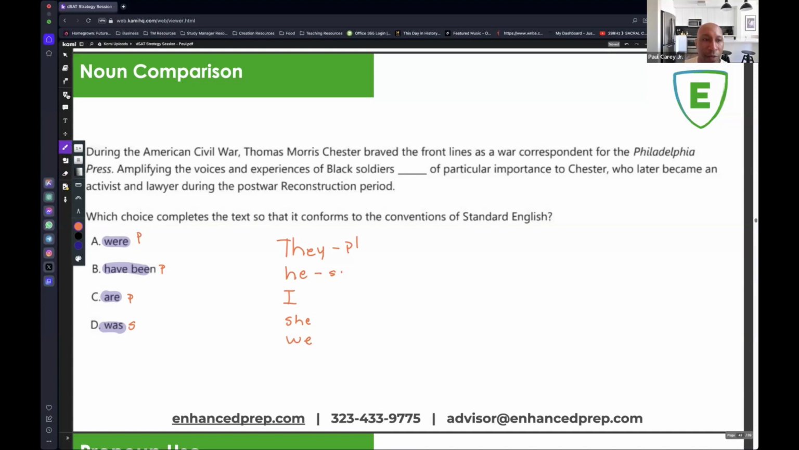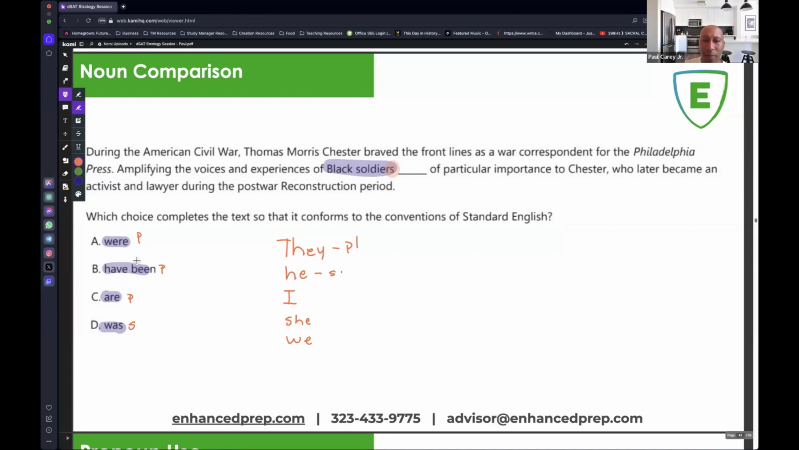So let's check out the answer choice. It says "amplify the voices and experience of Black soldiers." So we see that we have that apostrophe s, so we're using this plural. And now we need to figure out which one we specifically want. So amplifying the voices and experience of Black soldiers, something of particular interest to Chester, who later became an activist and lawyer during the post-Reconstruction period. So now this is kind of tricky, right?